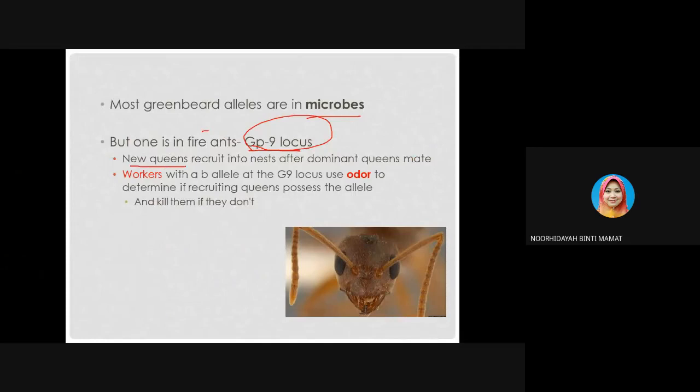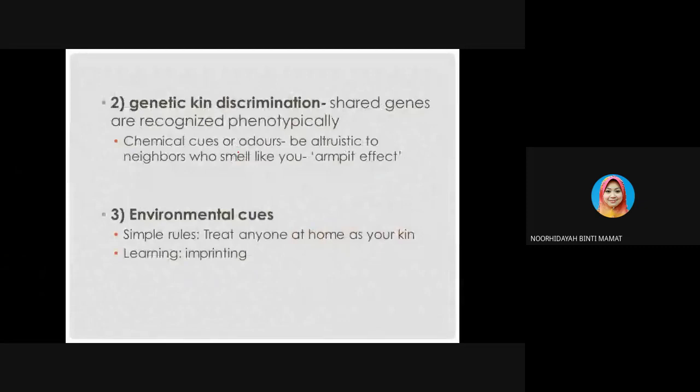This is the green beard allele in the fire ants. The new queens are recruited into the nest after the dominant queen mates. The workers with a B allele at the GP9 locus use odor to determine if the recruited queens possess the allele of their kin, and kill them if they don't possess the allele of their kin, their relative. This is how the workers discriminate the new queens, by using the green beard allele.